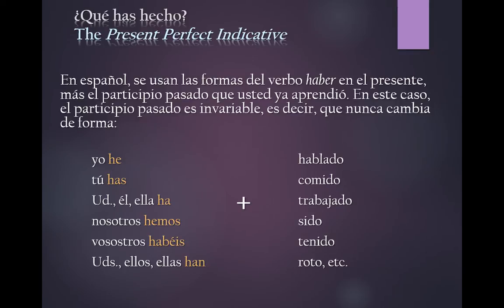Muy bien. So just combine a form of the verb haber in present, has, ha, hemos, habéis, han, plus a past participle. Once again, remember the past participle here, as I mentioned, will not change in gender. So if a female were to say, I have eaten, she would still say he comido. You would not change comido to comida. Because when you use past participles with haber, they do not change in gender.